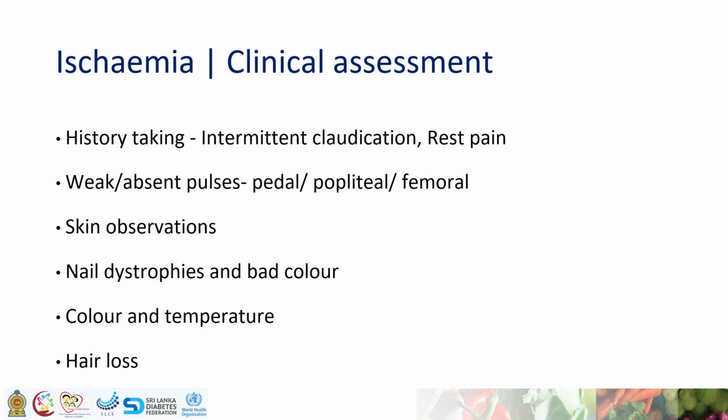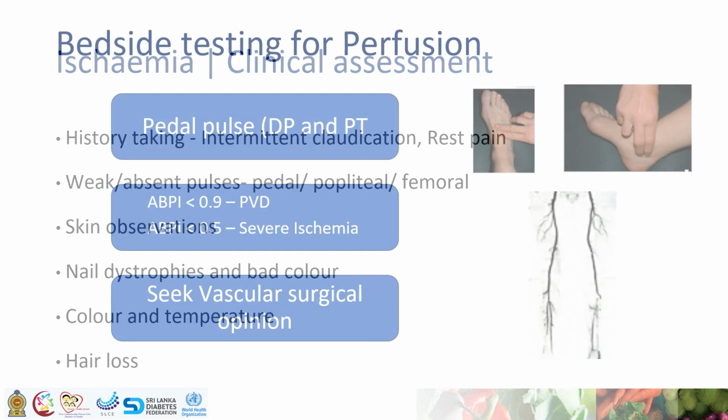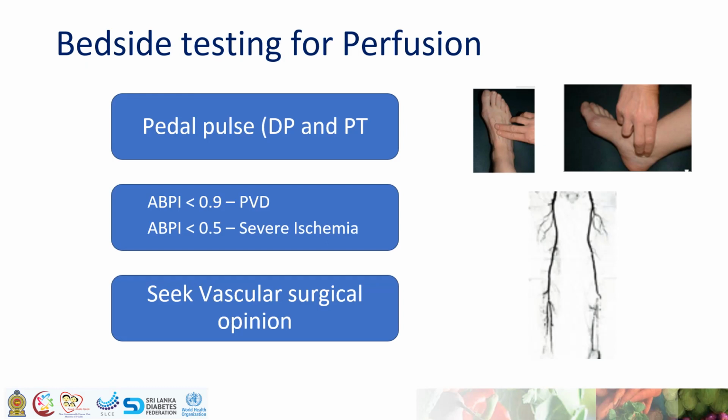Clinical assessment of an ischemic limb involves proper history taking and observations for peripheral stigmata of vasculopathy, namely skin atrophy, hair loss, atrophy of toes and toenails, and absent peripheral pulses. Measurement of ankle brachial pressure index is an objective bedside clinical test that can be used to assess and grade the status of PAD. If PAD is present, it is recommended to refer the patient for vascular opinion.